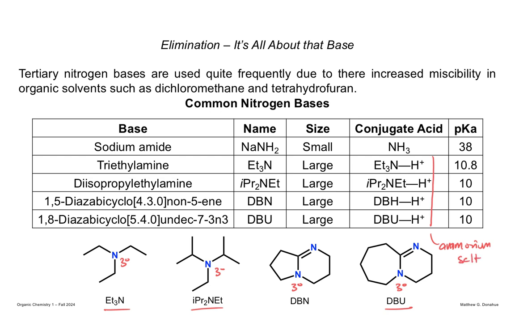So going from left to right, I have in the column that they're all large bases, which is true, but some of them are larger than others, so the DBU would be the largest one.